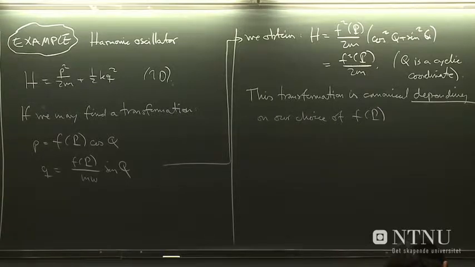Now, we can use the generating functions to actually identify what f has to be in order for this to be a canonical transformation. So the first thing we can do is to express one of the old variables solely in terms of the other old one and one of the new. Because we saw that this generating function always depends on one of the old and one of the new variables.